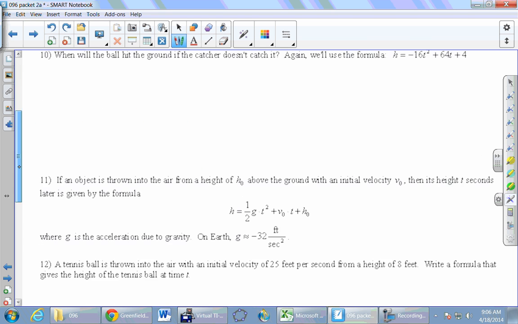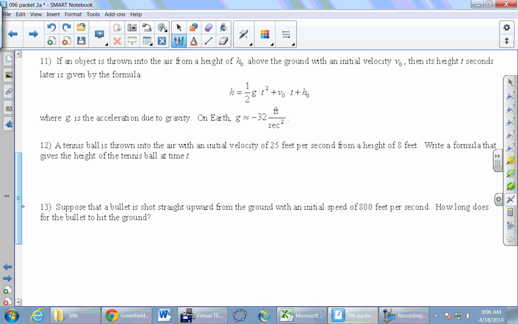Okay, let's look at number 11. It says if an object is thrown into the air from a height of h sub 0, I'm saying sub because it's a little subscript down there. That h sub 0, the notation, the 0 means that we're doing it initially, like at the initial height. So that 0 really represents time equals 0, which is like when we start the stopwatch. So if you throw an object into the air from a height of h sub 0 above the ground with an initial velocity of v sub 0, so the v is the velocity part and the 0 is saying it's the initial at the moment we start the clock, then its height, t seconds later, is given by this formula.